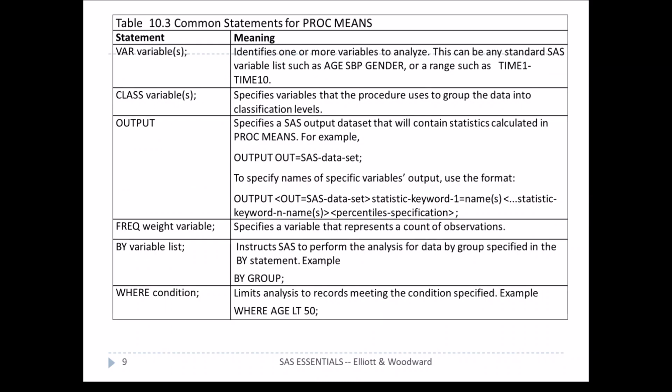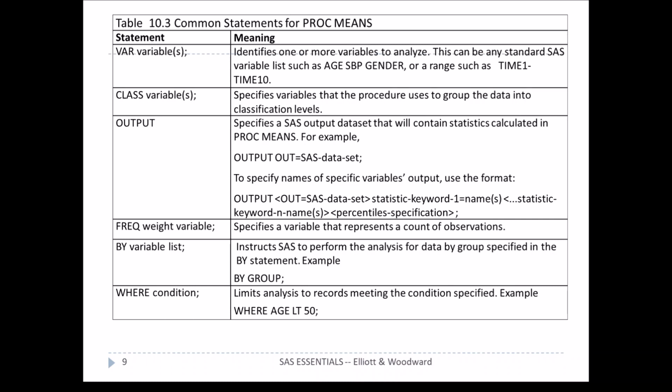Some common statements for PROC MEANS include VAR, CLASS, OUTPUT. We've seen those in some previous examples, but the VAR statement lists the variables that you want to have included. The CLASS statement allows you to separate the PROC MEANS output into groups. OUTPUT allows you to output the means to another data set that you could use for some other purpose. The FREQ option we haven't seen specifies a variable that represents a count of observations. We're going to see that later, but instead of having a long list of numbers, maybe we know that there are 10 number 5s, 8 number 6s, 7 number 7s, and so forth. If we have that kind of data, we can tell it using the FREQ option.